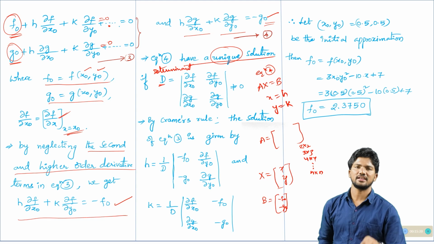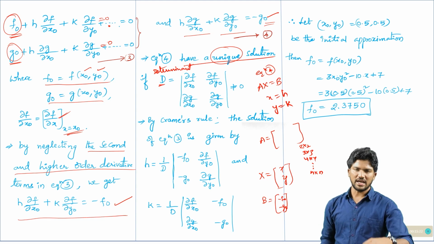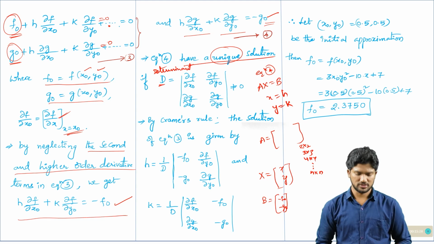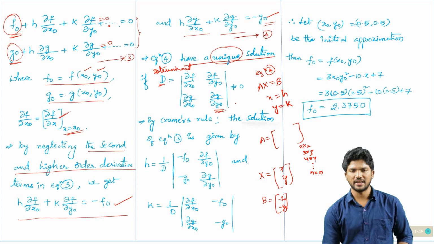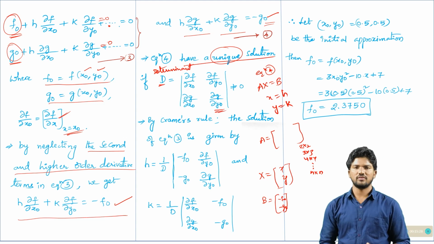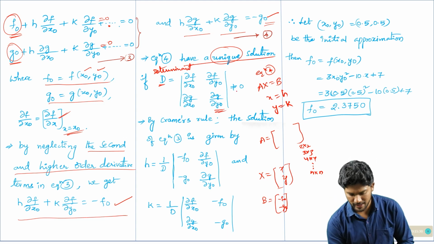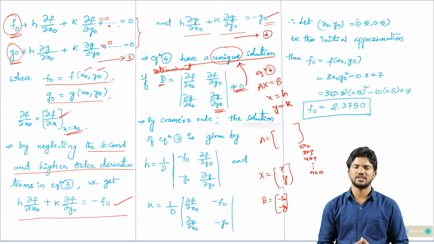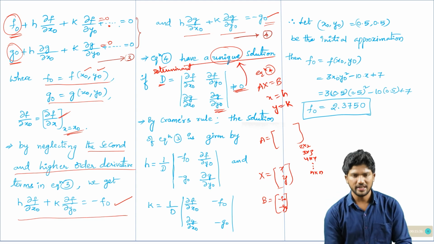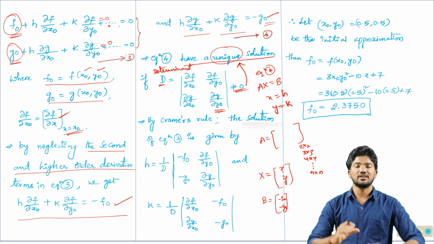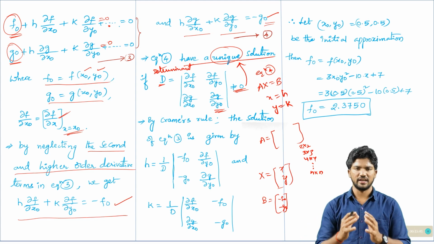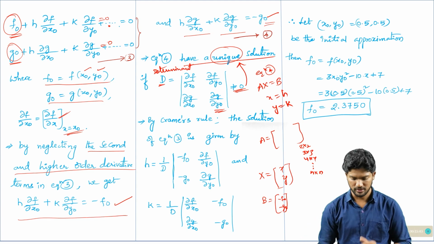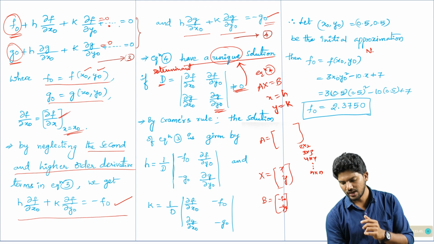Here h and k are the variables and the partial derivatives are the values. So this is the coefficient matrix capital A. For that capital A we are finding the determinant. If the determinant is not equal to 0, then equation 4 has a unique solution. Then capital A is called a non-singular matrix also. Whenever the determinant value is not equal to 0, that matrix is called a non-singular matrix.